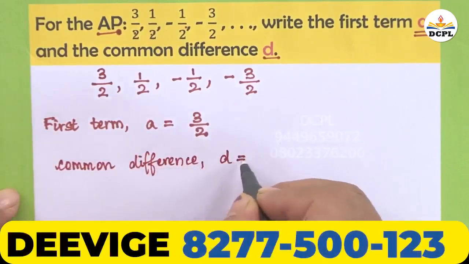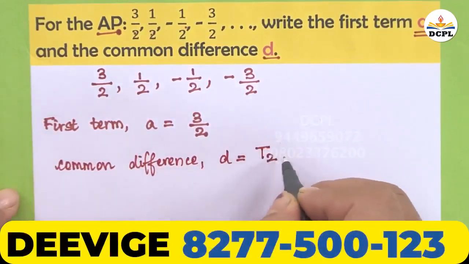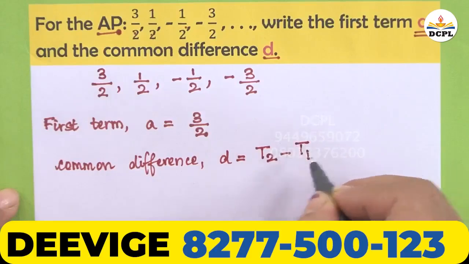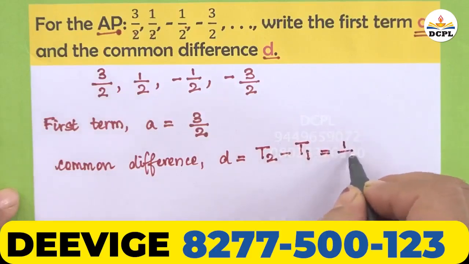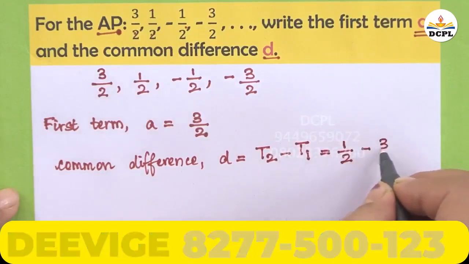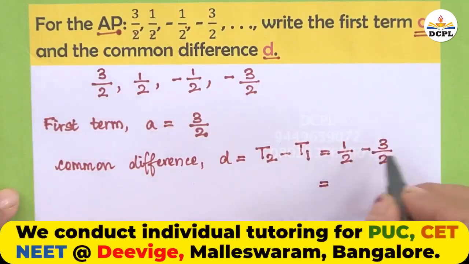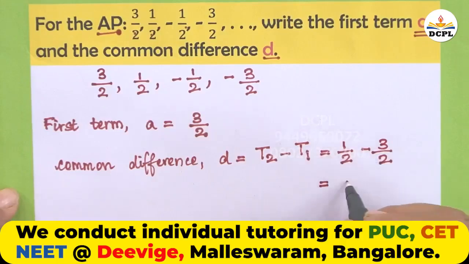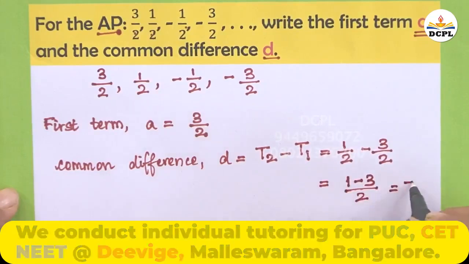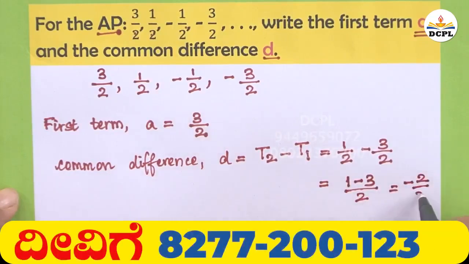So the common difference D is simply given by the second term minus the first term. So what is the second term here? Half minus 3/2. Since the denominators are the same, we don't need to do the LCM. Directly we can subtract, which gives minus 2/2, which is equal to minus 1. So this completes the first worked example.